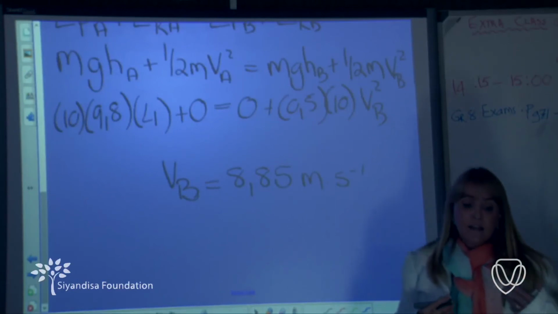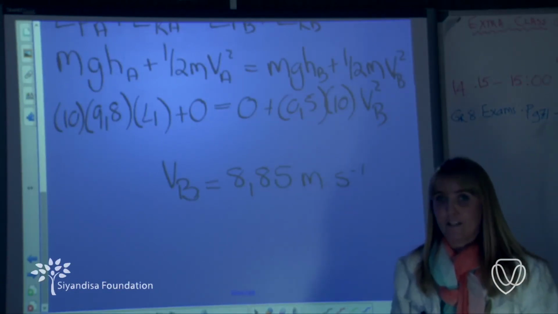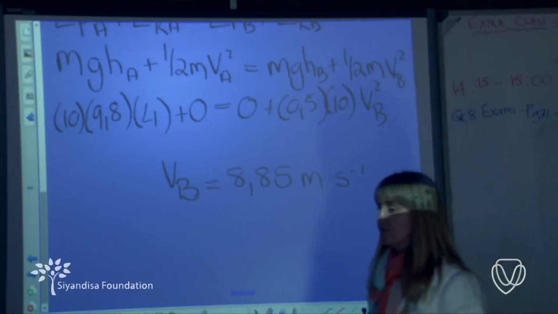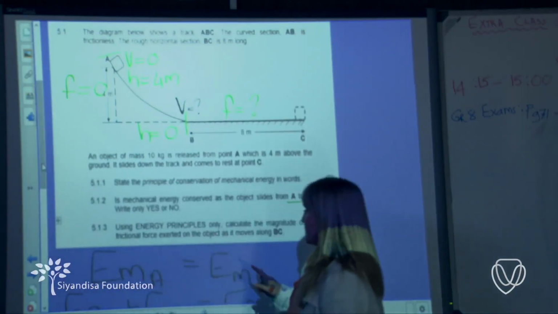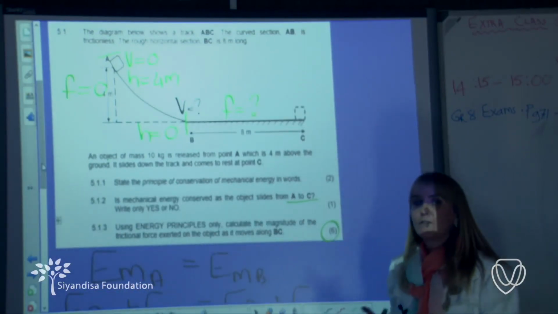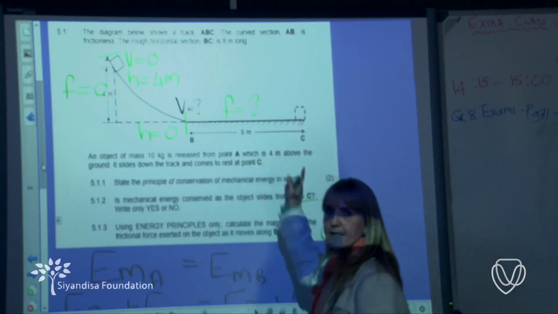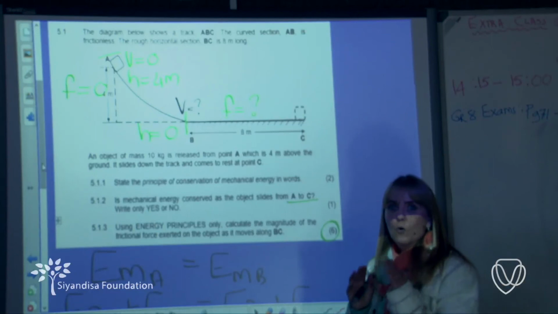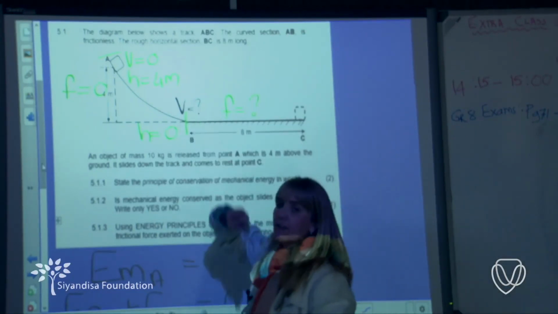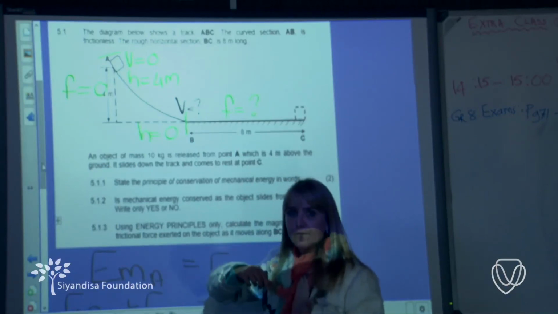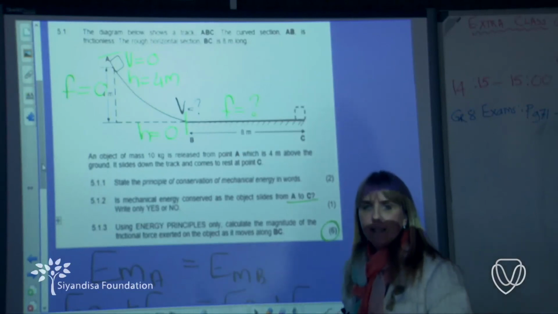Right. Now, you've only done half of the calculation. That is not what they asked you. Go back and reread your question. Using energy principles, calculate the magnitude of the frictional force exerted on the object between B and C. So now we can ignore AB. We only used AB to enable us to calculate the velocity at point B, which we now have. Now we are only going to look at BC.